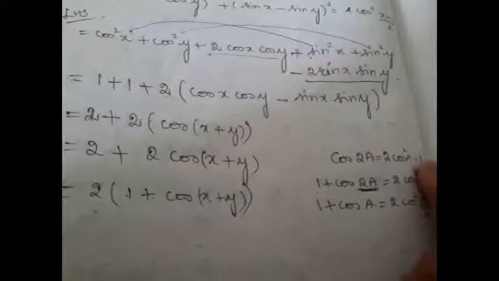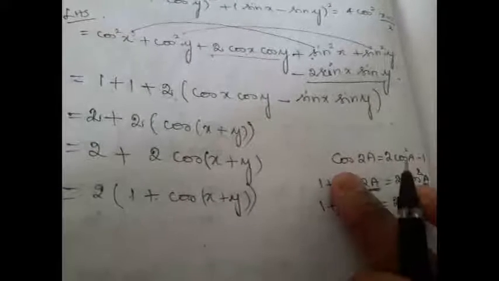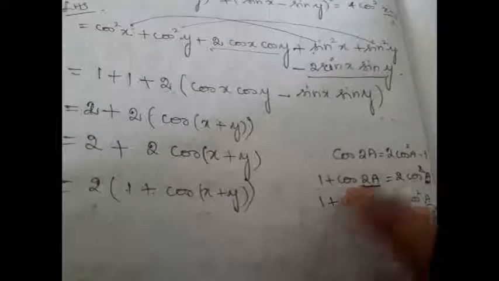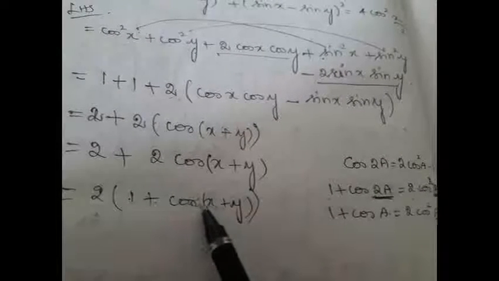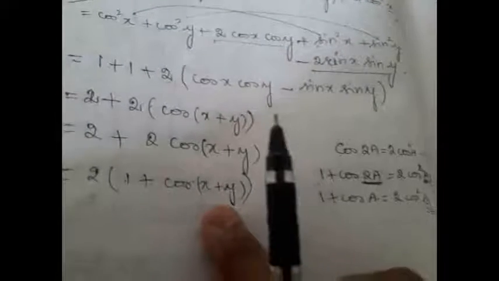Hope you understood. We derived this formula from cos 2a. Cos 2a is 2 cos square a minus 1. So whenever you have 1 plus cos 2a, this can be very well replaced as 2 cos square a. Right? But here we have a single angle. We don't have 2 times x plus y. If we had cos 2 times x plus y, then we could write 2 cos square x plus y. But here we have a single angle.